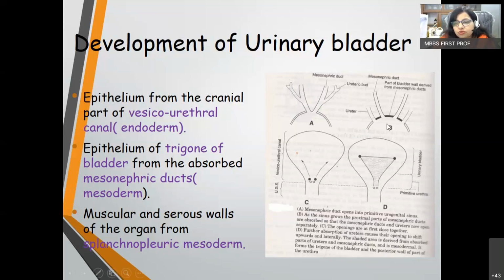Similar is the case here also, that the mesonephric ducts get absorbed as the expansion of the urinary bladder takes place. These mesonephric duct terminal parts get absorbed into this, forming the trigone of the bladder. So trigone is mesodermal in origin. Okay? The rest of the urinary bladder is endodermal.